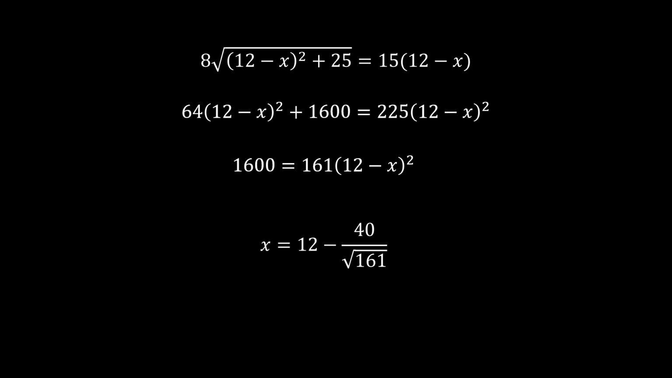Now, if you were doing this on the AP, it would be perfectly fine to leave your answer in this form. However, Pete might want to have an approximation of how far he should run, and in this case, x would be equal to approximately 8.848 kilometers. So this is the video, and this is the final answer.